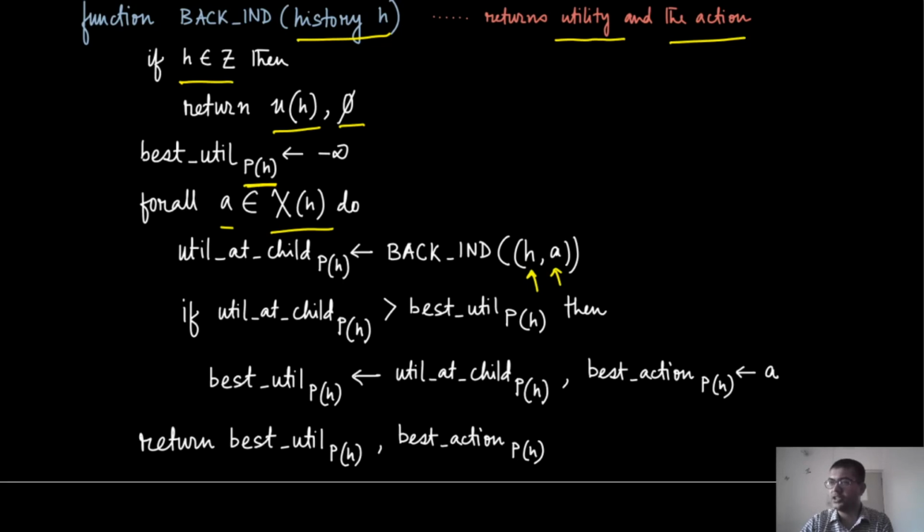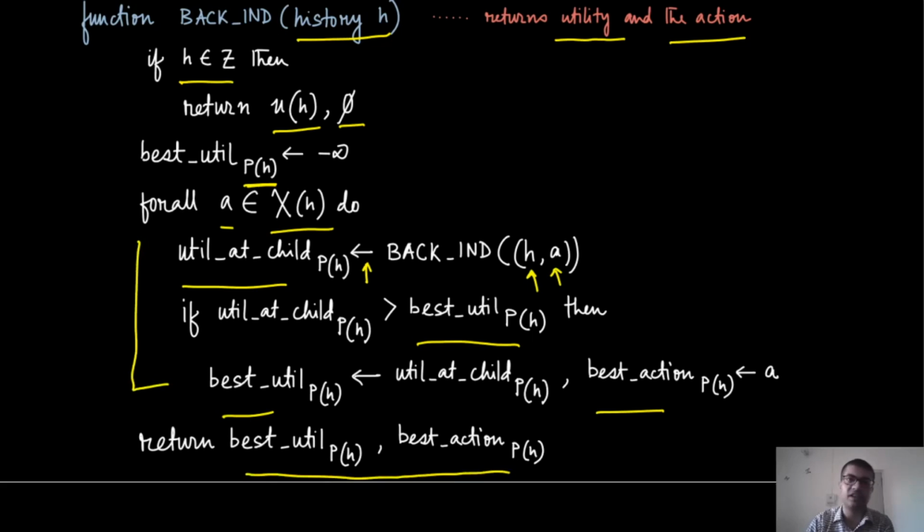So the history and the action, you put them together. This is the new history, and whatever you get back from the backward induction, take the utility part. The moment you get this, you check whether this is greater than the best utility that you have seen so far. If it is, then you replace the best utility and also replace the best action. Finally, after you have run through this for loop completely, you return the values of the best utility and the best action. Very simple.